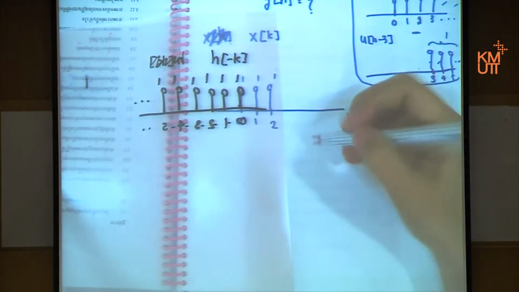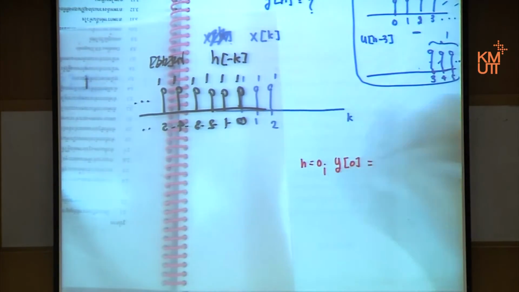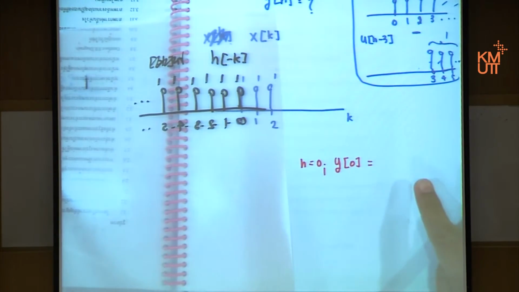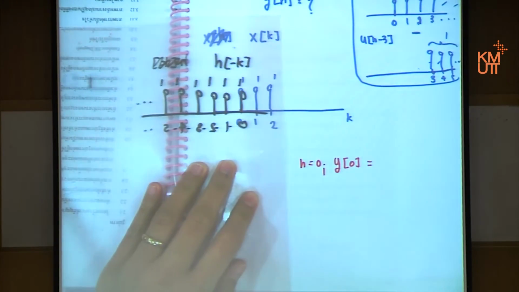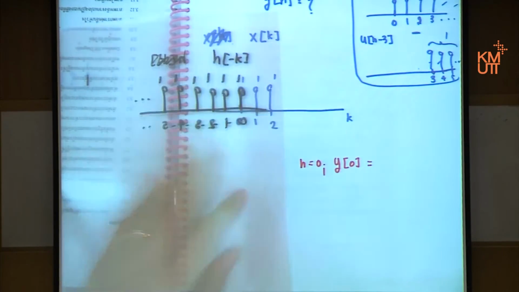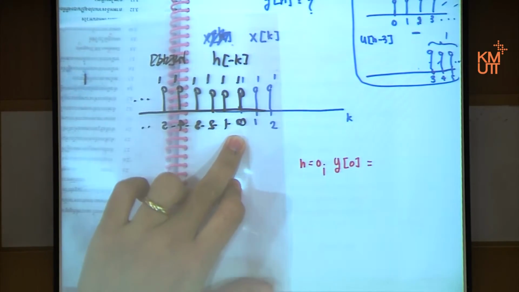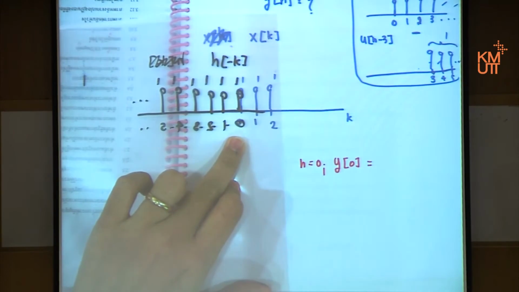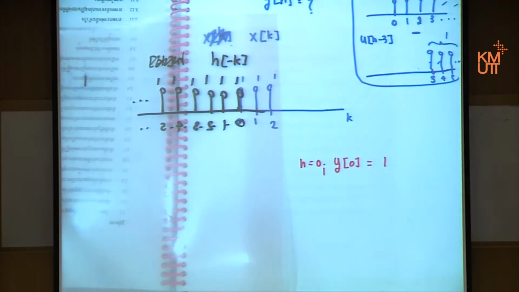If you want to find when n equal to 0, it means that you want to find y[0]. When n equal to 0, it means that you don't need to move the black one, right? Shift by 0 units, it means that it's still at the same position. So there is only one overlapping between blue and black. It is 1 multiplied by 1. So you get 1.